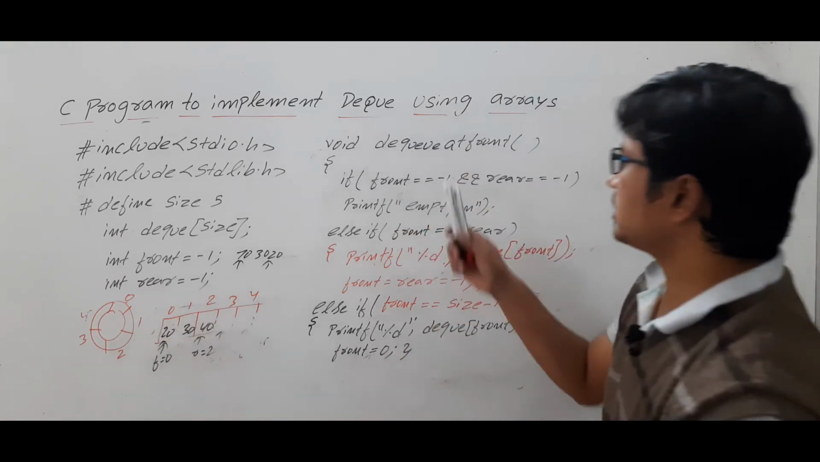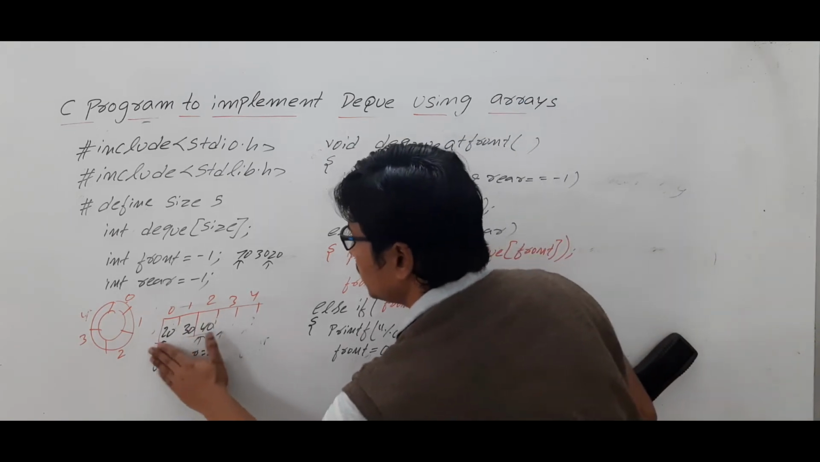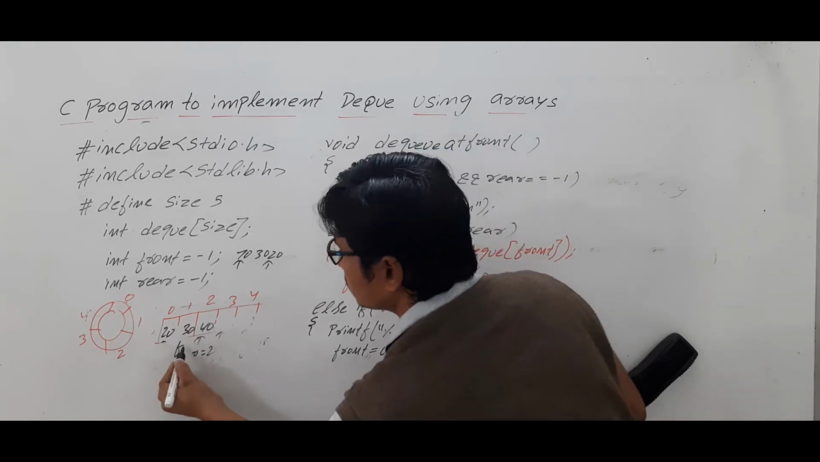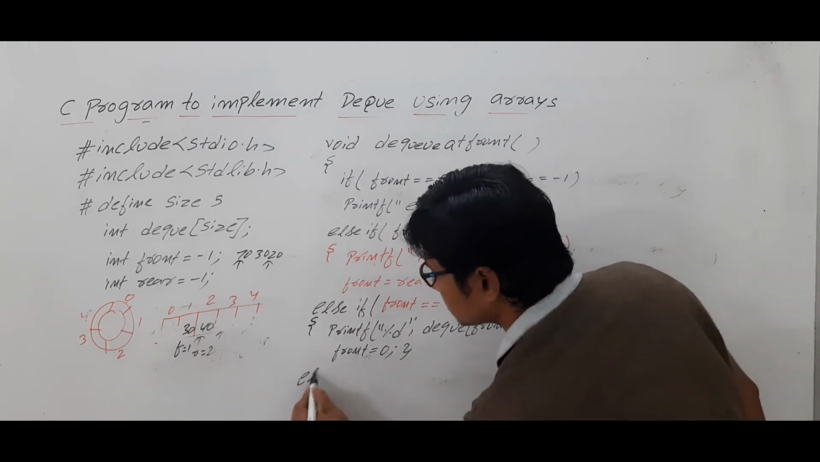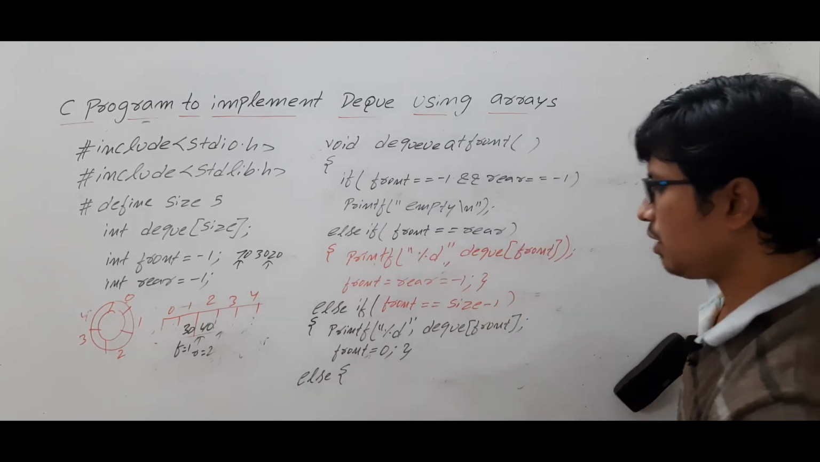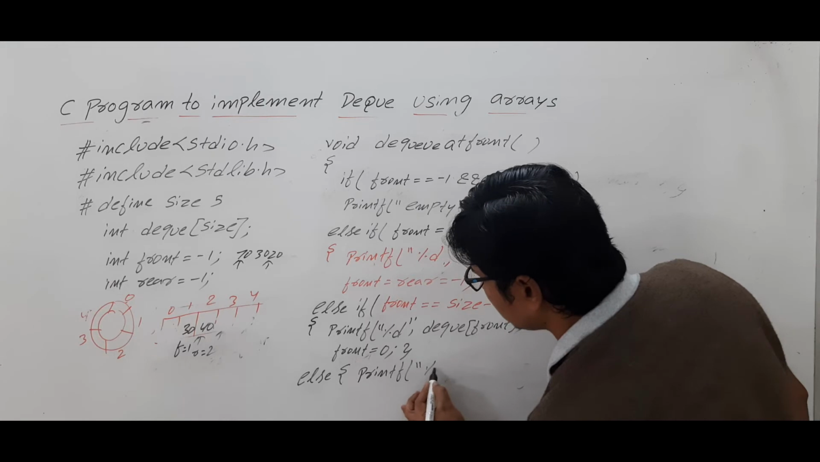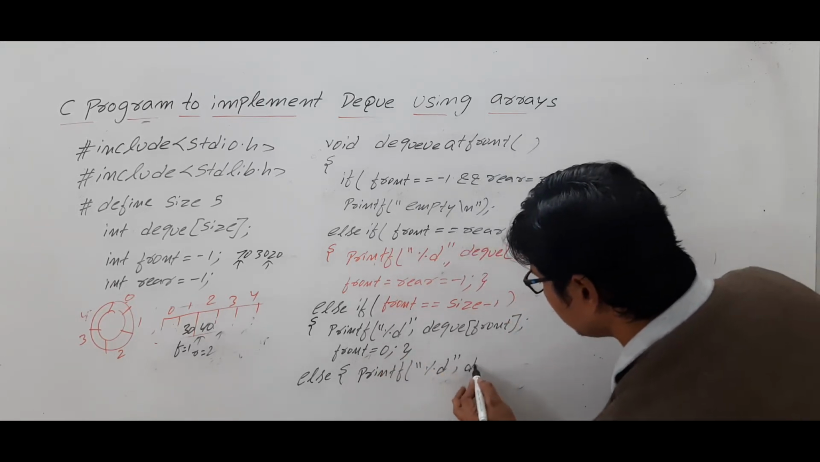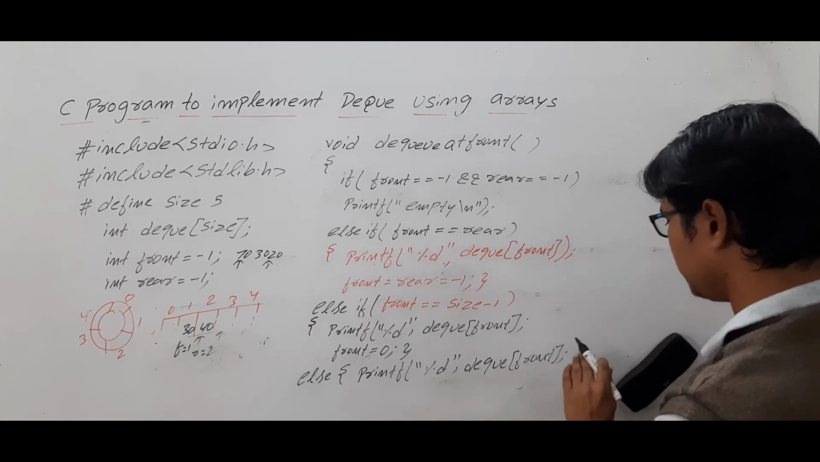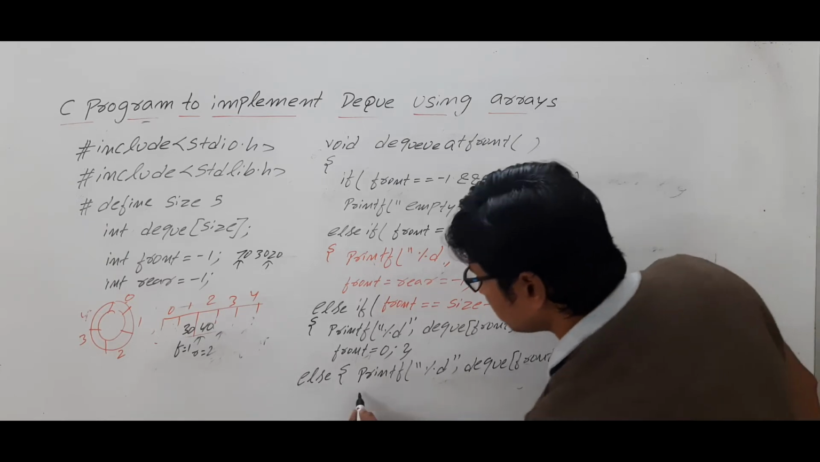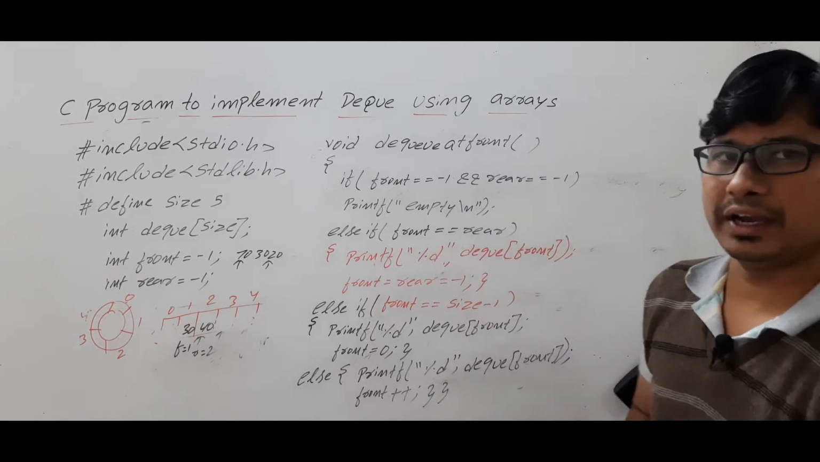If someone has called dequeue at front, so from the front you have to delete it. Then what you have to do? You have to make front plus plus. So front will become 1. Logically you have deleted the element 20. So if none of these conditions is true, you write else printf %d, this is the element you are deleting. Then you write dequeue at index front, whatever value is there, you display to the user, and then you make front plus plus. Close the else, close the dequeue at front function.